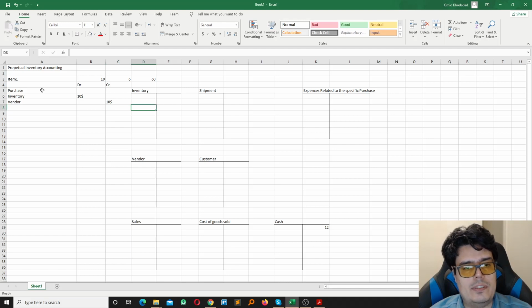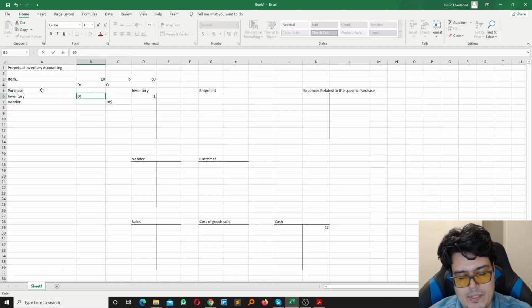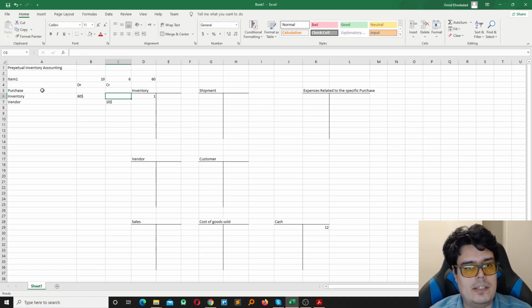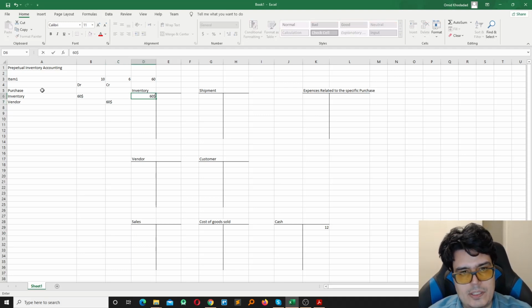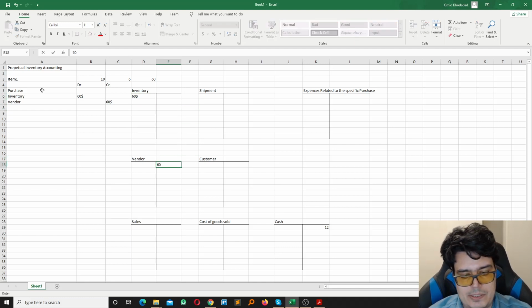If you would like to reflect it into T accounting, we can say this is $10. No, sorry, this is not $10. It's $60 because 10 into 6 is 60. Okay, it's $60. Inventory will be debited and the vendor will be credited by $60.